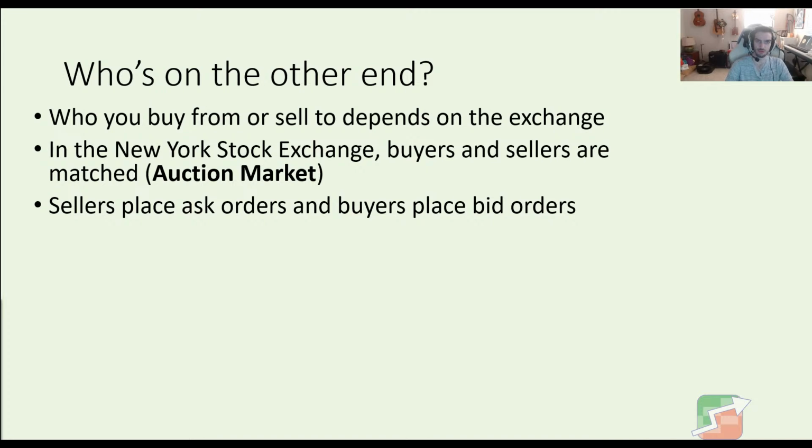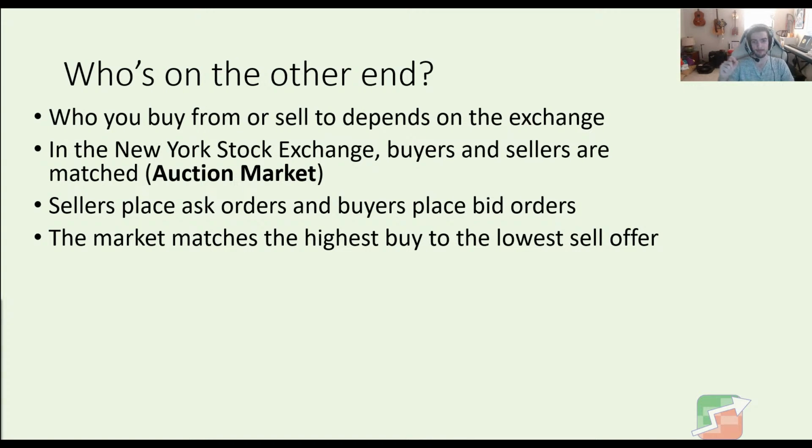Buyers then place orders for what they're willing to buy for. And the market matches the highest buy offer to the lowest sell offer. So again, using our example for Tesla, we had our sell at 408.79, and we had our buy at 408.74.